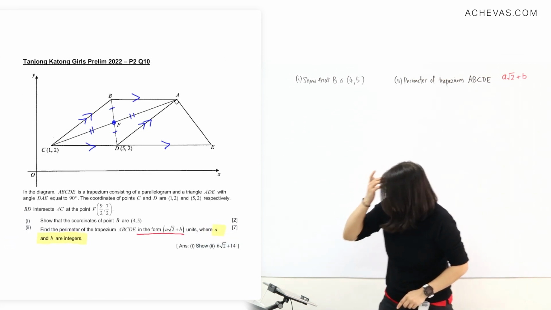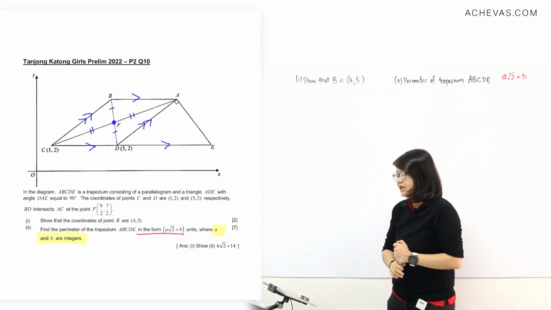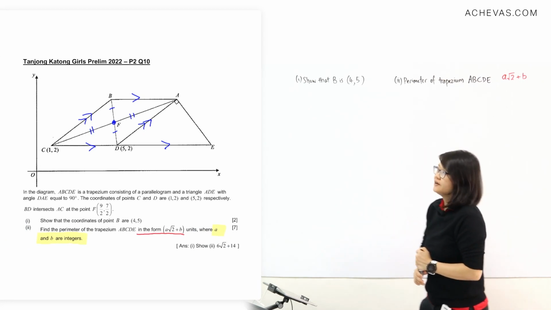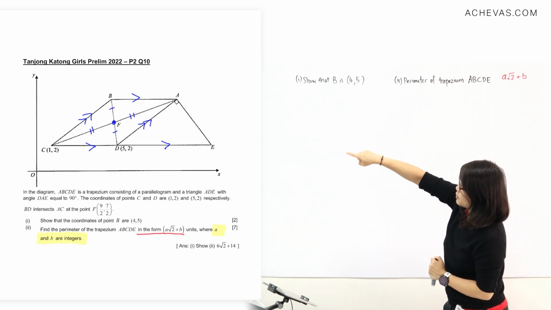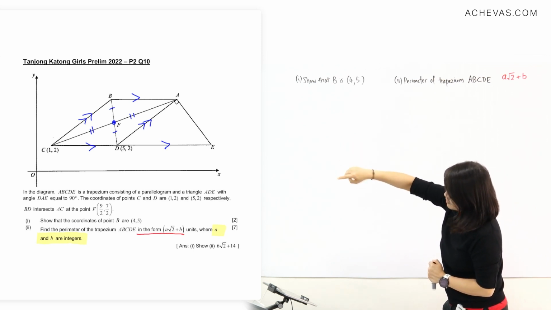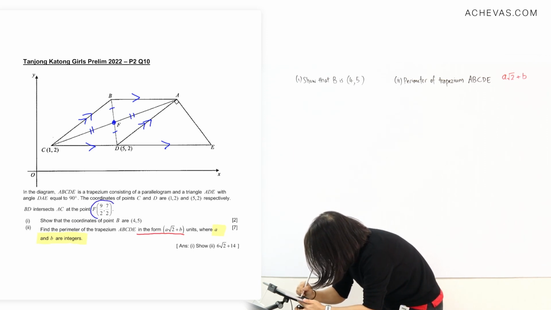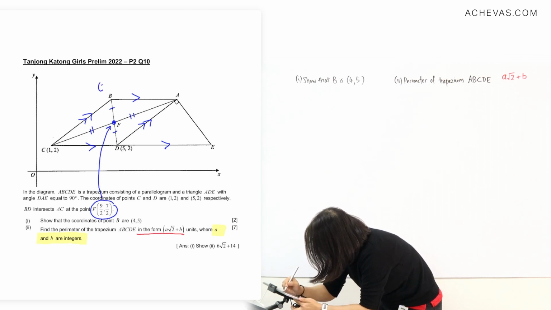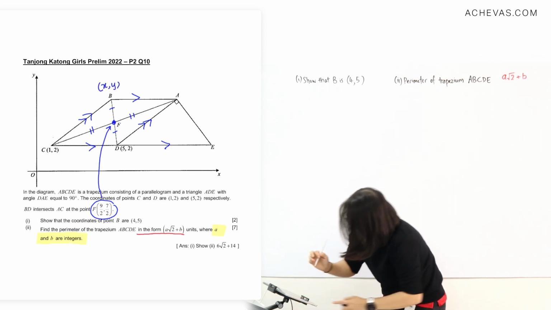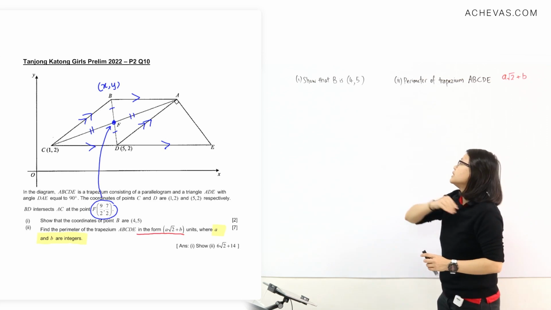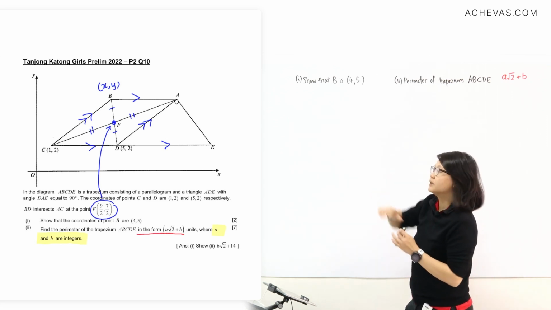We have part 1: show that the coordinates of point B are (4, 5). Let's take a look at point B over there. And we are given point F. Let me also write that in. This one here is this point over here. And I'm going to call point B (x, y). So to find point B, we're just going to use the midpoint formula.